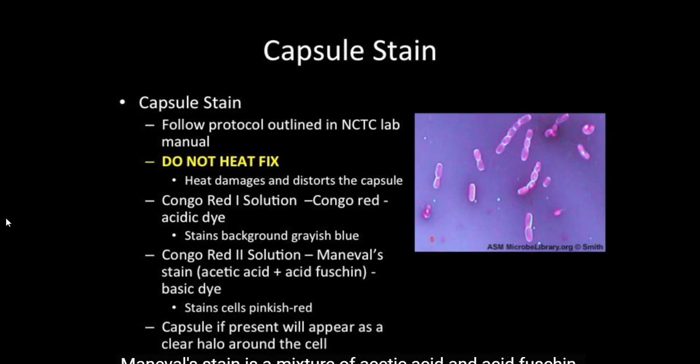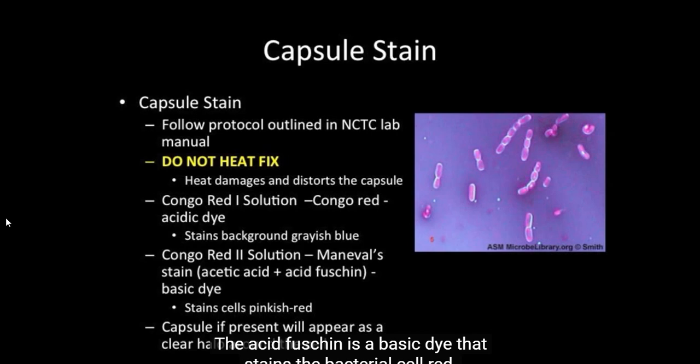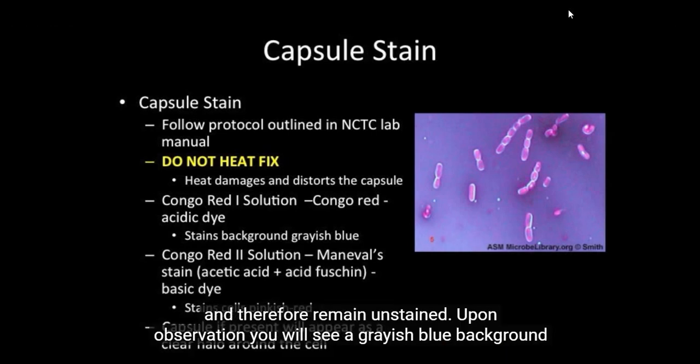The acetic acid in the stain lowers the pH of the sample on the slide, causing the Congo Red to appear blue. Capsules do not interact with either dye and therefore remain unstained. Upon observation, you will see a grayish-blue background with red cells. If a capsule is present, it will appear as a white halo around the cell.